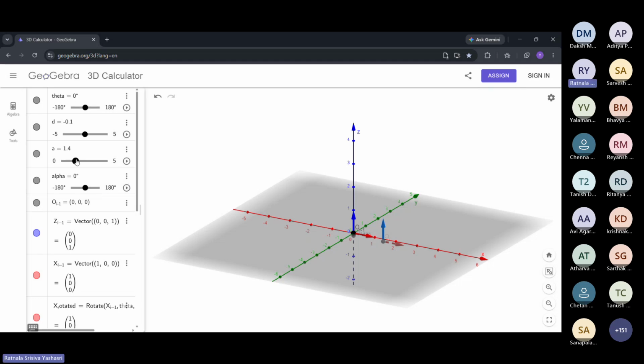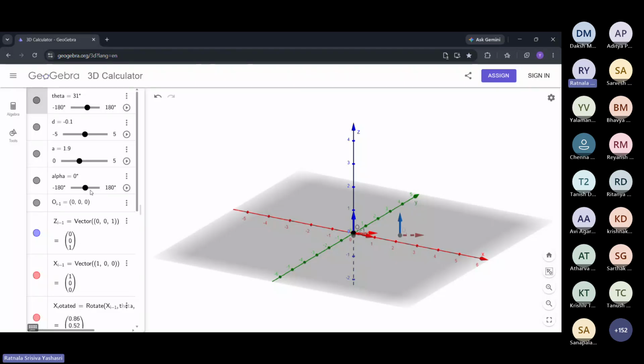Okay, so now what is A? A is the distance along the common normal, basically the distance between my two Z axes along the X axis. So this is A, this is also your link length. When you have two revolute joints rotating about the same axis, the link length is what A is. And then we have theta. Theta is the rotation of your old x-axis about the z-axis to map itself to the new x-axis.